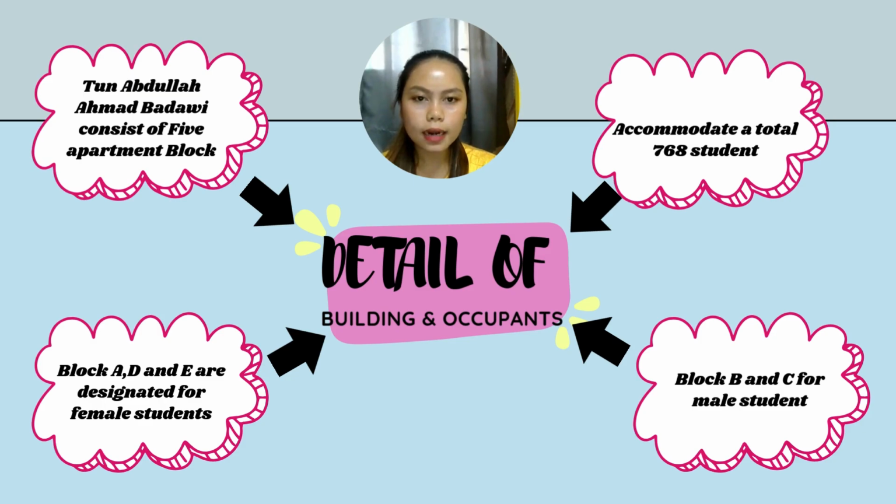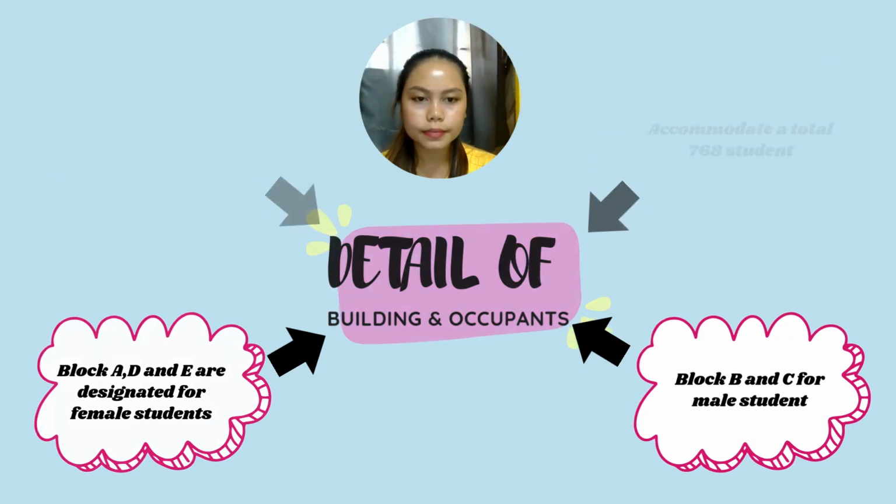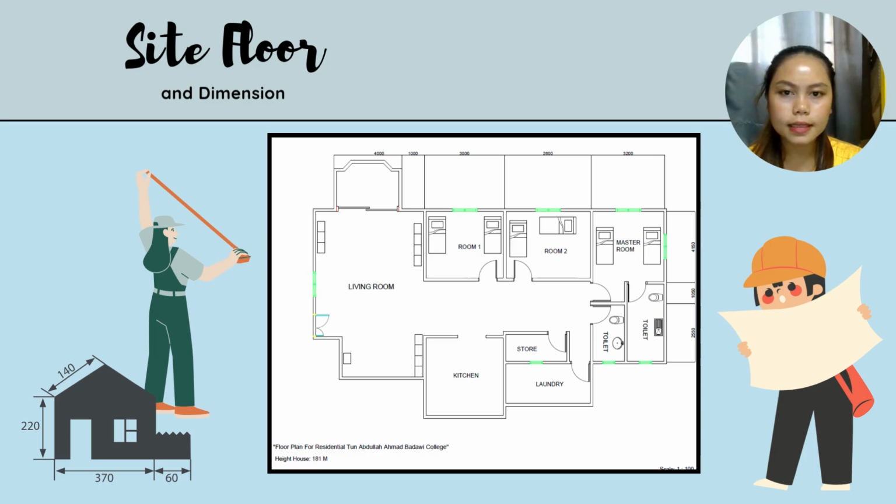This is some detail about this building. Tun Abdullah Ahmad Badawi Residential College consists of 5 apartment blocks that can accommodate a total of 768 students. Block A, D, and E are designed for female students, while Block B and C are for male students. This residential college also houses all students from the Center for FKTS students. This is the site floor plan and dimension for the residential Tun Abdullah Ahmad Badawi.